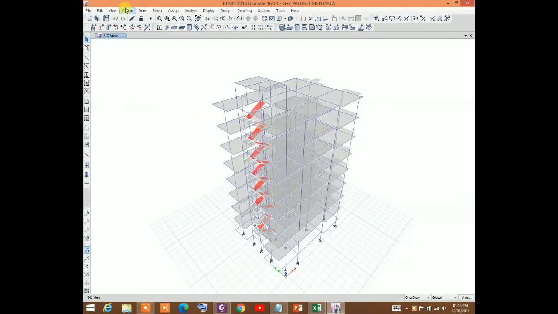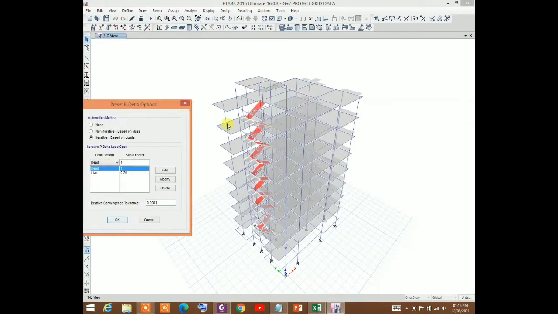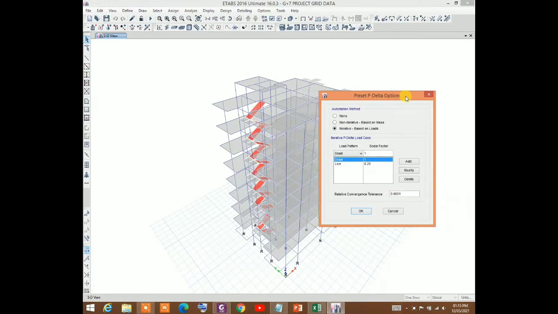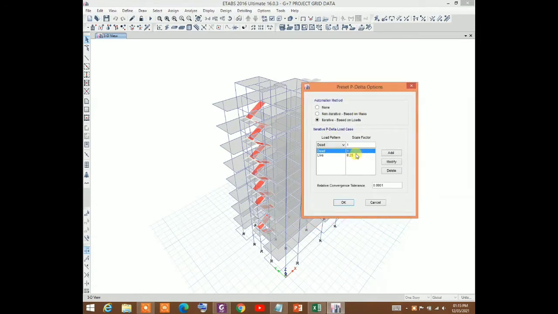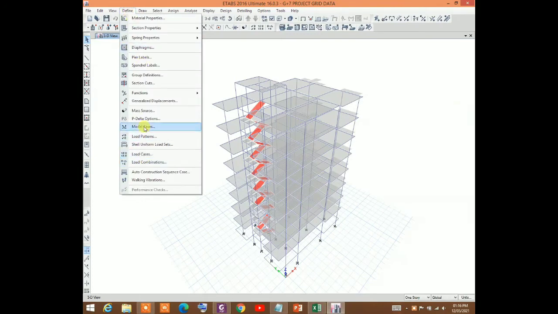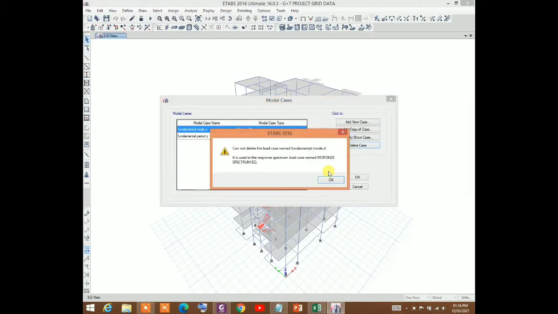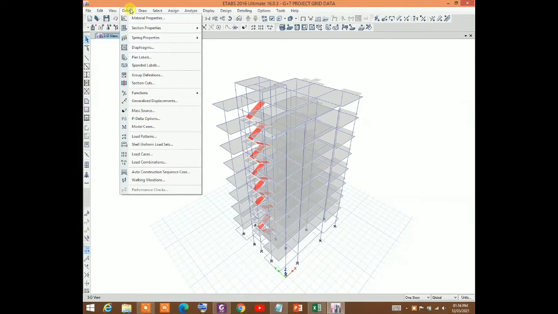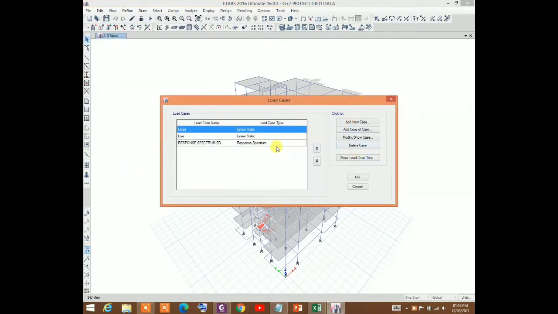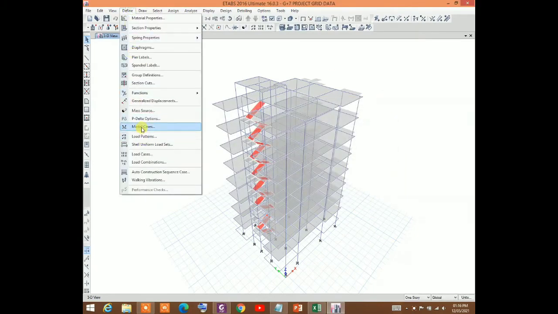Then you have to define the P delta options. When the building is subjected to lateral load, it will displace laterally, and at the same time the vertical load will be acting, so there is a P delta effect on the building. So you should account for the P delta effects, and it should be the same as the seismic weight. Take the iterative based on loads option and define this like the seismic weight, then press OK. Then go to define modal cases.